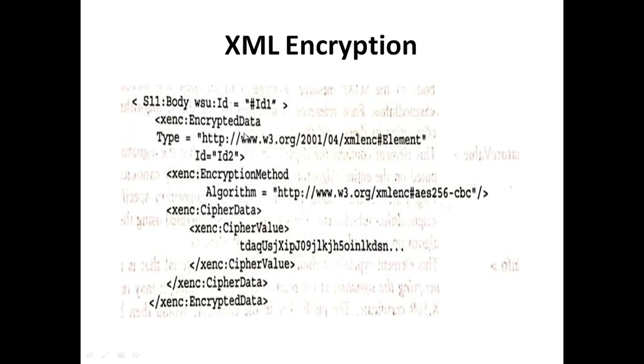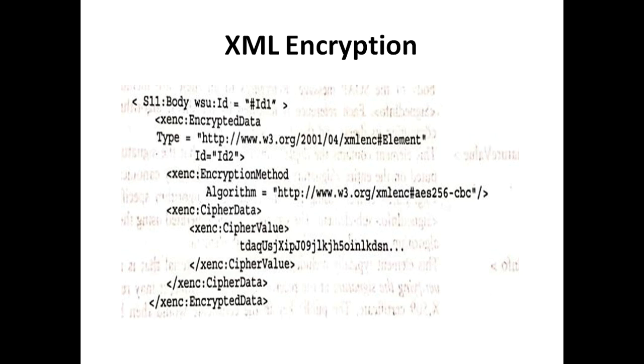So encrypted data is included. Here we specify which encryption algorithm we are using for the encryption purpose. Then if you see here, we have used the AES 256 encryption algorithm for performing the encryption, which is placed within the encrypted data. Next, we have cipher data, and its sub element is the cipher value. So this contains the actual cipher text of each encrypted element.